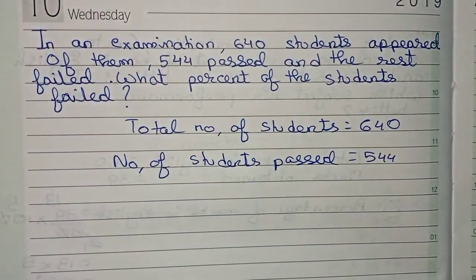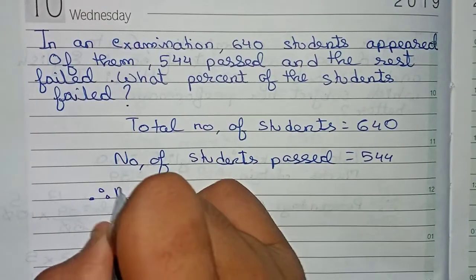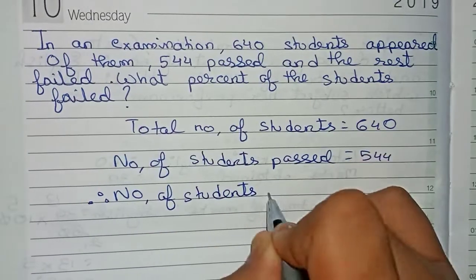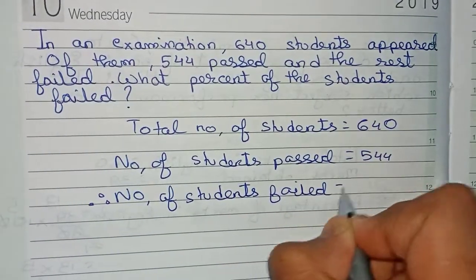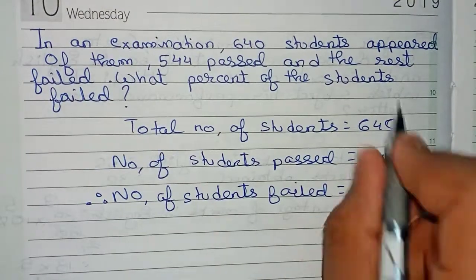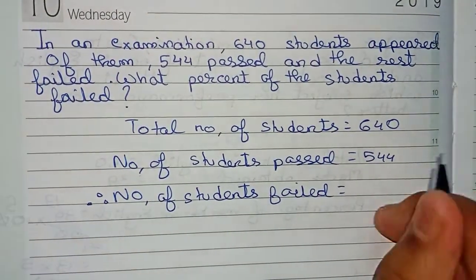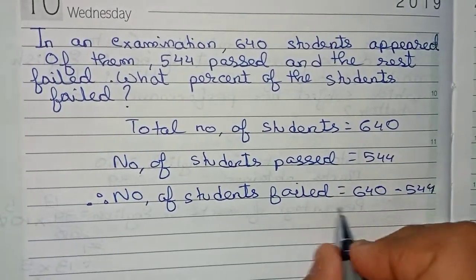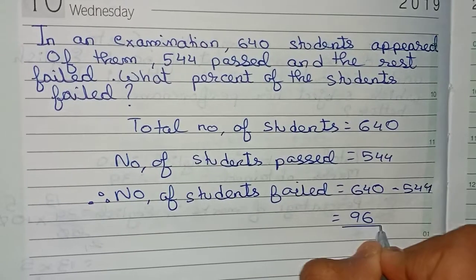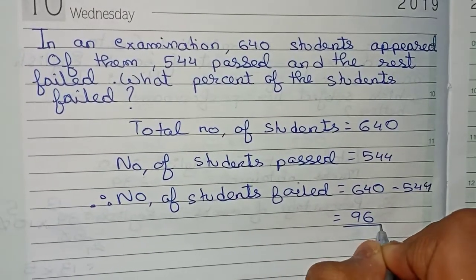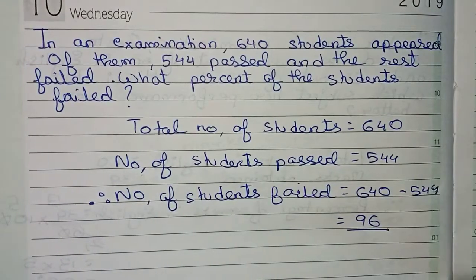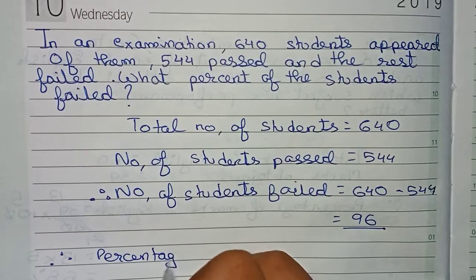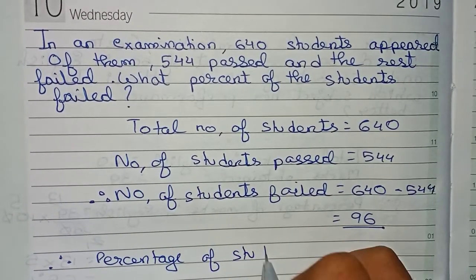Now you find the number of students failed. So number of students failed equals to the total number of students minus the number of students who passed. So it will be 640 minus 544, which will equal 96. So therefore 96 students failed in the exams. Now I have to find the percentage of this. So we write percentage of students failed equals to.